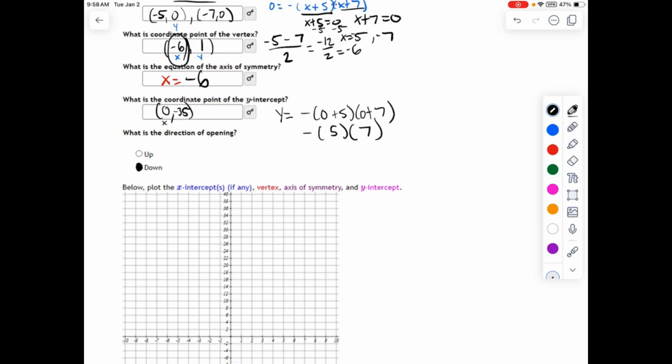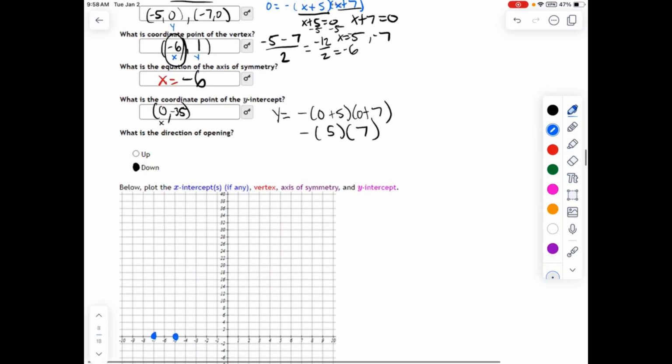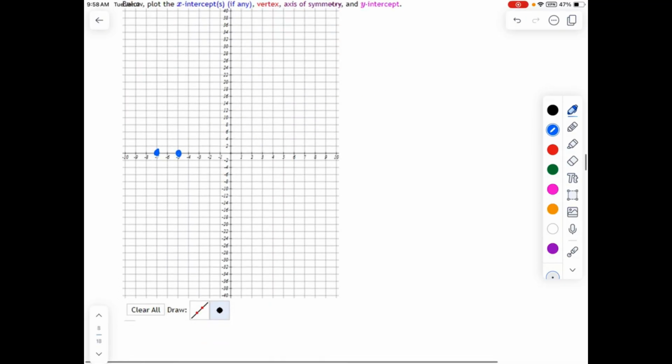Now you just plot all of it on a graph. So -5, 0. We go -5, 0. -7, 0. There's your x-intercepts. Vertex is going to be at -6, 1.